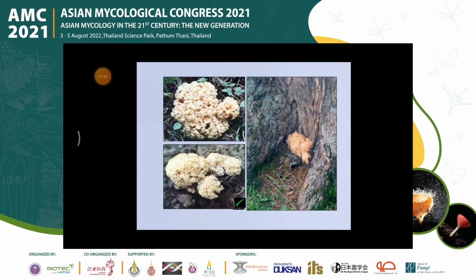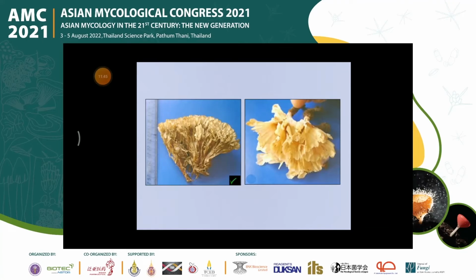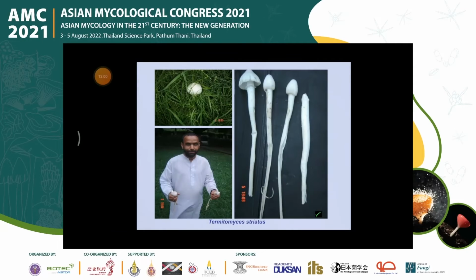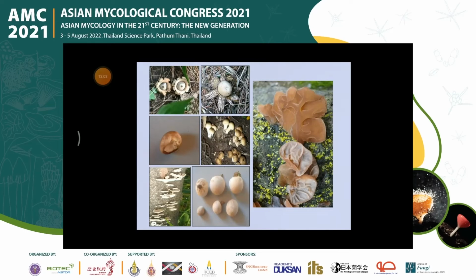Generally, these species are associated with a number of hosts, like beech, like Cedrus. Here you can see association with Cedrus deodara. This is Sparassis cystidiosa. The characteristic feature of cystidiosa is having long cystidia. When we see their internal structure under the microscope, we will find that long cystidia is the characteristic feature of cystidiosa. This is Termitomyces status. These are again a number of species of Termitomyces.